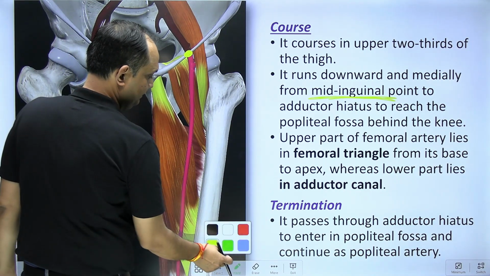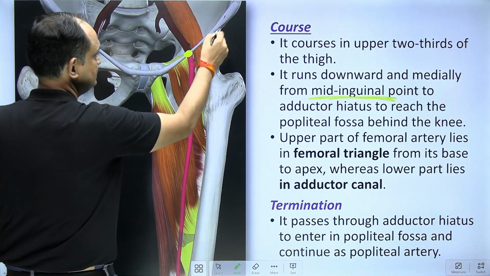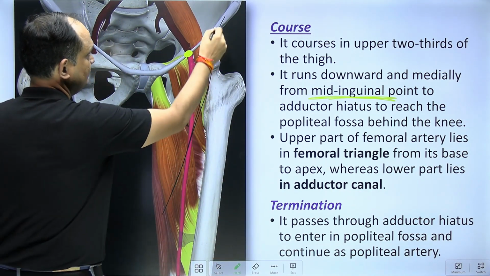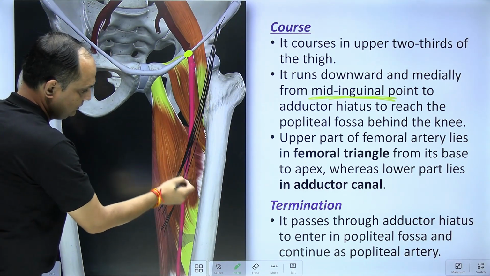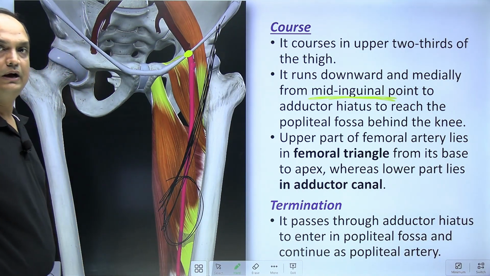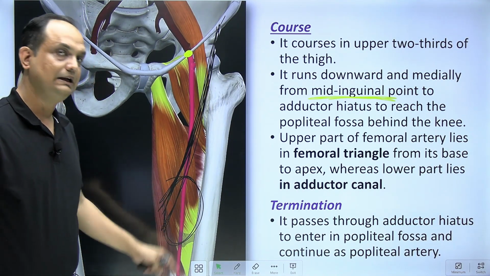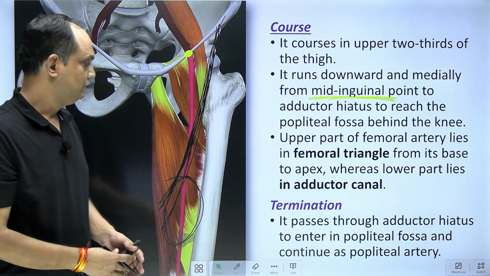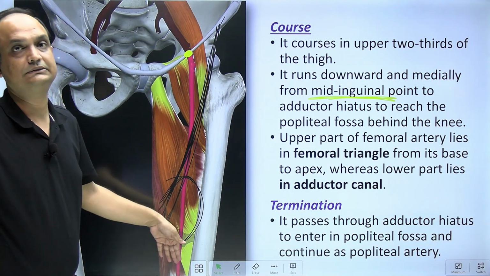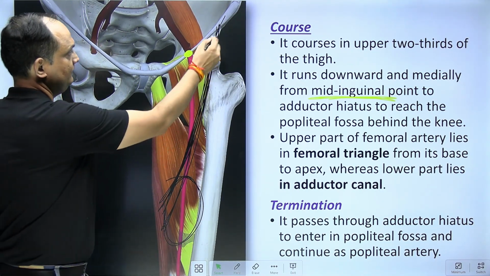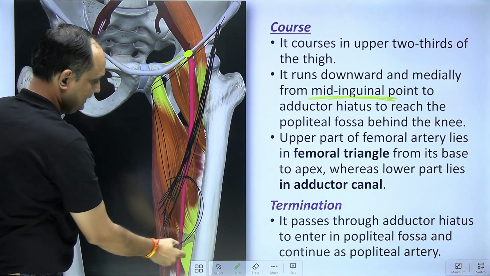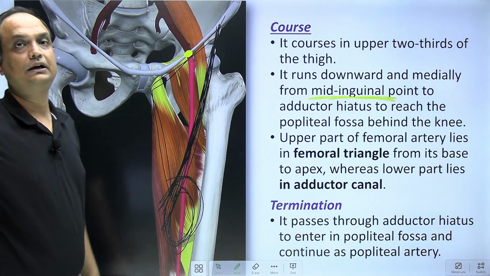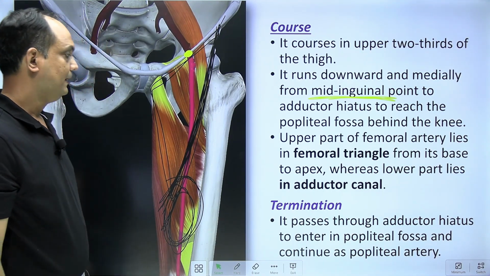So, suppose you place the muscle known as sartorius here, now once the sartorius is there, you are not able to see this lower part of the artery. Why? Because the adductor canal is a subsartorial canal. So, this part is further covered by the sartorius. So, this will become your femoral triangle, and then this will become your adductor canal, clear.